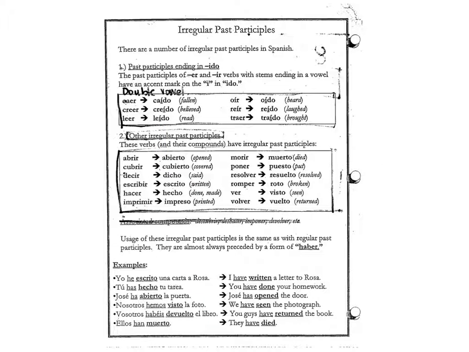All right, then we've got other irregular verbs and their compounds. I know it says that, it's crossed out down here, but you can see those. Those are just verbs that we don't typically use. So abrir, abierto. So if I wanted to say, I have opened the window, yo he abierto la ventana. She has covered the table. Ella ha cubierto la mesa.